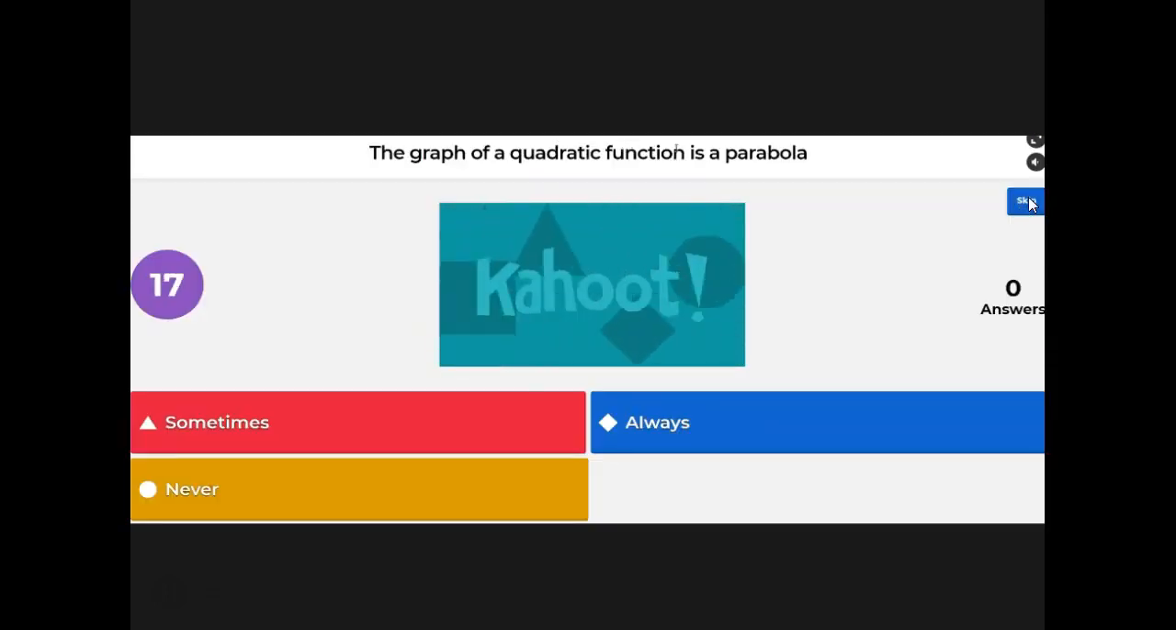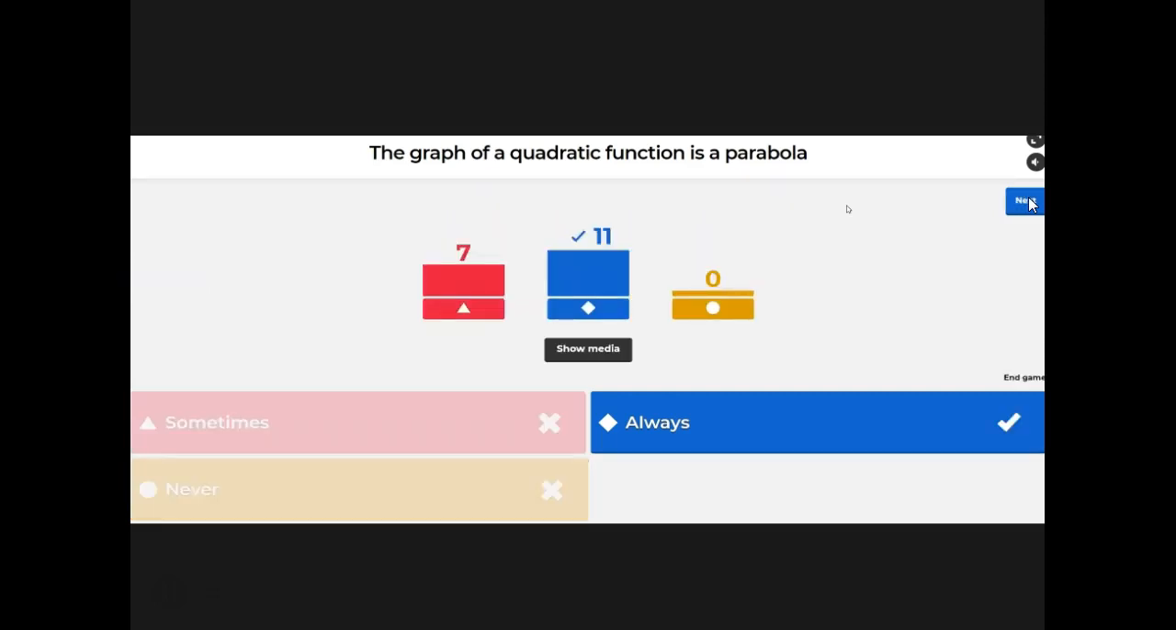Okay, the graph of a quadratic function is a parabola. Always, sometimes, never. A parabolic function is always a parabola. A quadratic will always have a U-shaped parabolic curve.